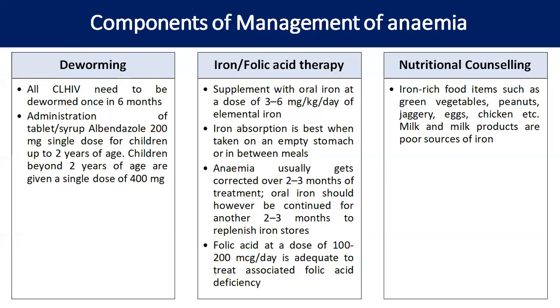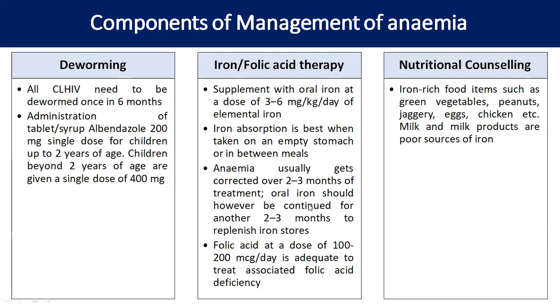The dose of iron therapy is 3 to 6 mg per kg per day of elemental iron. Do check the preparation and the content of elemental iron in each preparation, and calculate the dose based on the presence of elemental iron in that particular preparation. Iron absorption is best when taken on an empty stomach or in between meals.